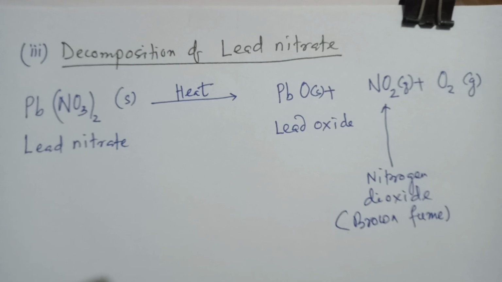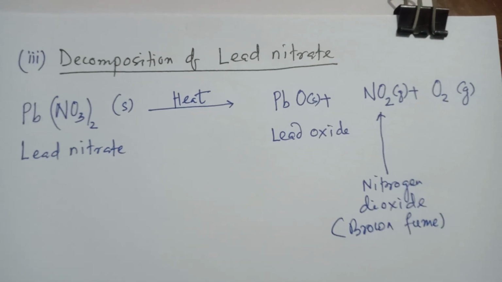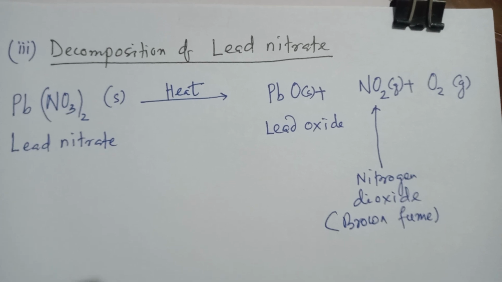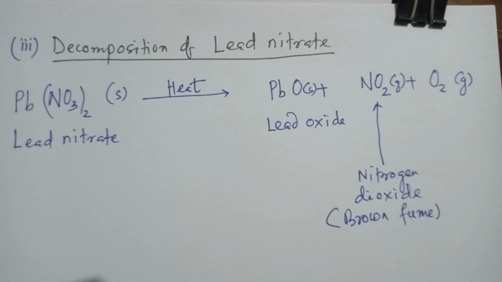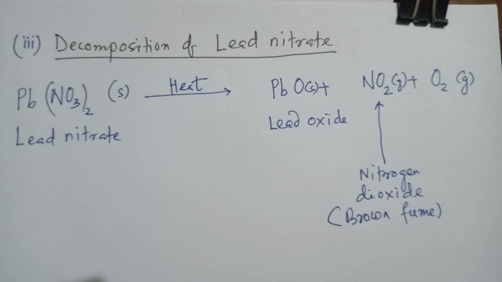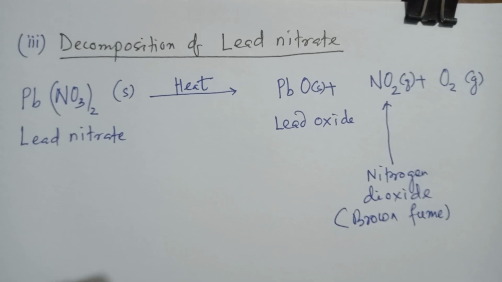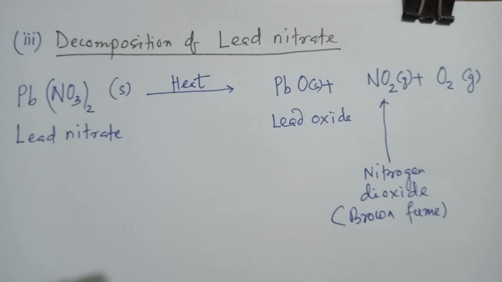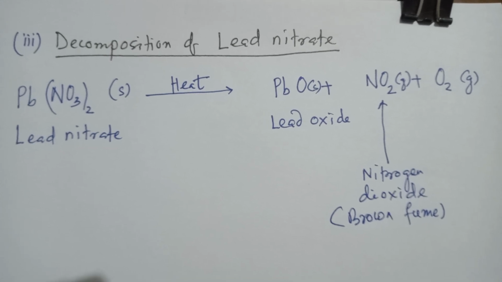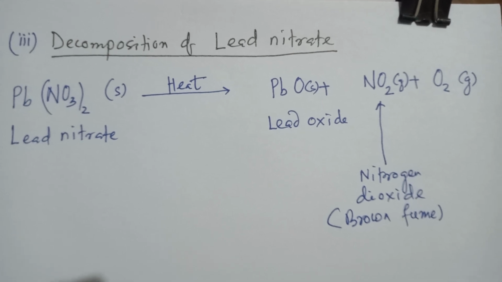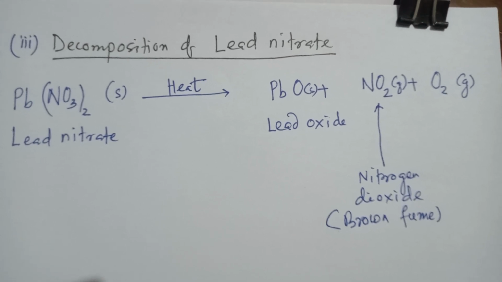When lead nitrate is heated, it forms lead oxide, nitrogen dioxide, and oxygen. This nitrogen dioxide and oxygen are gases in form. This lead oxide is solid. Nitrogen dioxide comes out in the form of brown fume.